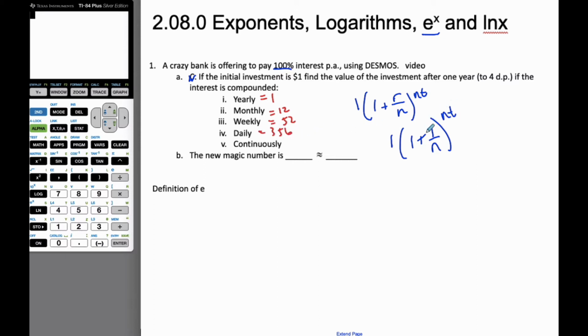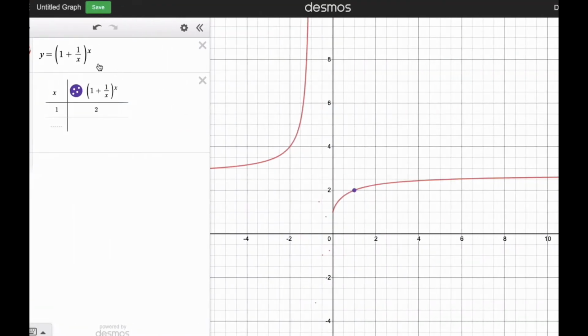So I'm going to put this into Desmos to compare all these different scenarios. I'm only going to do it for 1 year, so t is actually equal to 1, and I can get rid of that as well. If I do these values, let's take a look here. So here is my equation. I've already set it up.